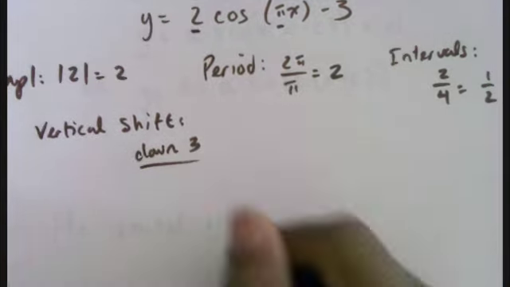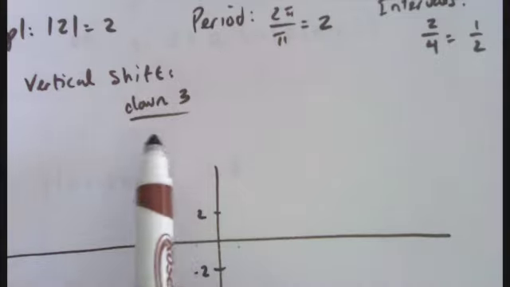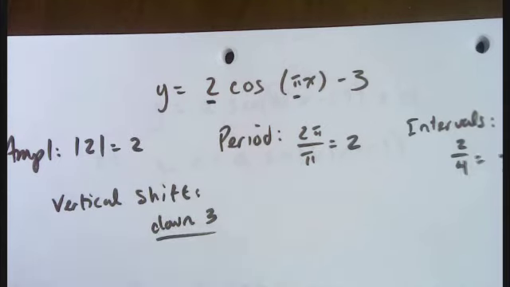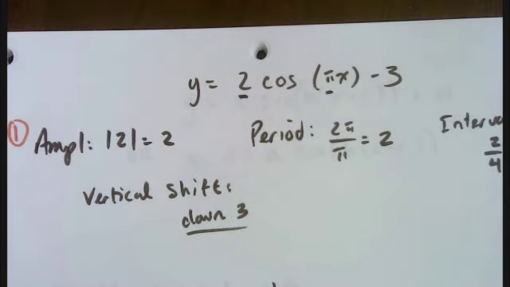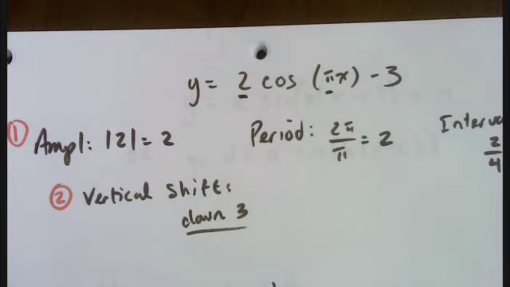Combining all this information, my range was starting out from negative 2 to 2 because my amplitude value was 2, but the vertical shift is causing me to go down 3. So let me back up here just to clear something up. When I'm graphing, my amplitude is going to be first. My vertical shift will be applied afterwards.